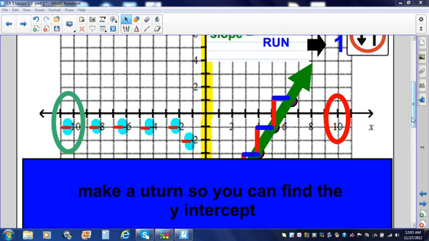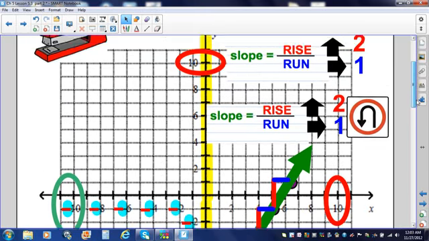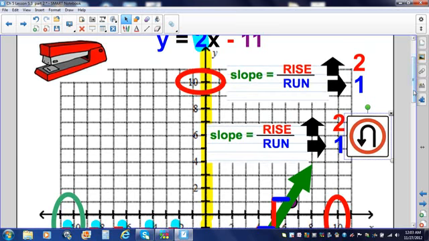Houston, we have a problem. If we continue to rise 2, run 1, we will never find the y-intercept. So your GPS should be going off in your head. Make a U-turn.